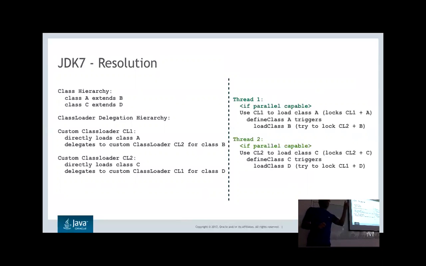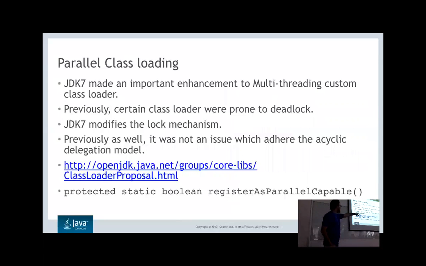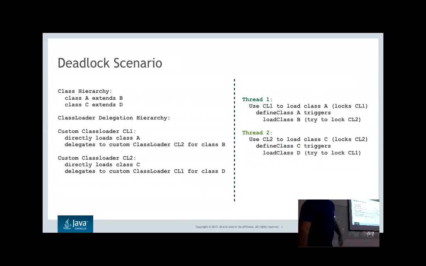So lock is a binary variable, right? What I did is that I am not locking just the class loader. I am locking the class loader plus the object instance. So the only thing that can lock CL1 plus A is CL1 plus A. Nothing else can block it, right? This is a simple solution, and it applies if you say parallel capable. That is the variable we had on the last slide, register as parallel capable. This is just to not break the backward compatibility.